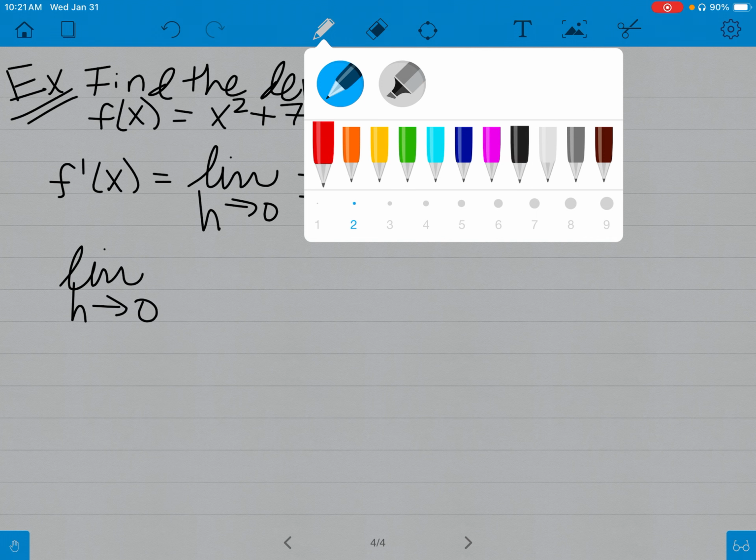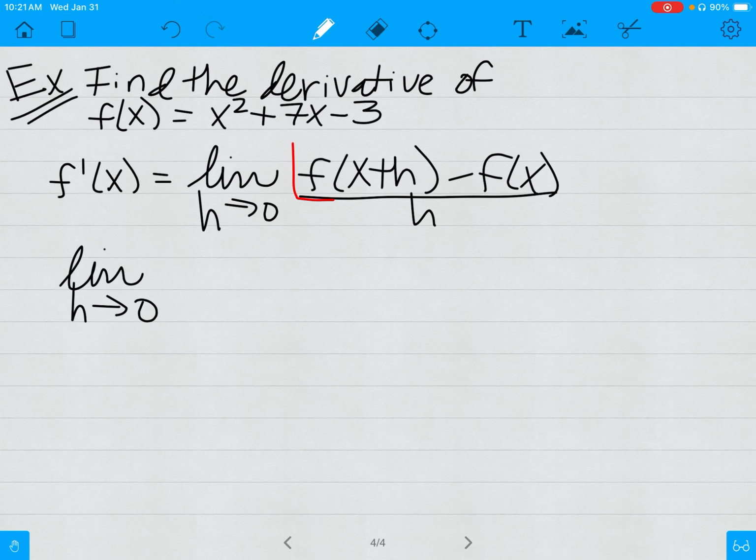Now, the first thing that we want to find is f of x plus h. That is the first term in the numerator of this formula to find the derivative. And what does that mean? Well, it means we're going to go to the f function, which is this one right here, right? The function that we started with. And everywhere that there was an x, we are going to replace it with x plus h.